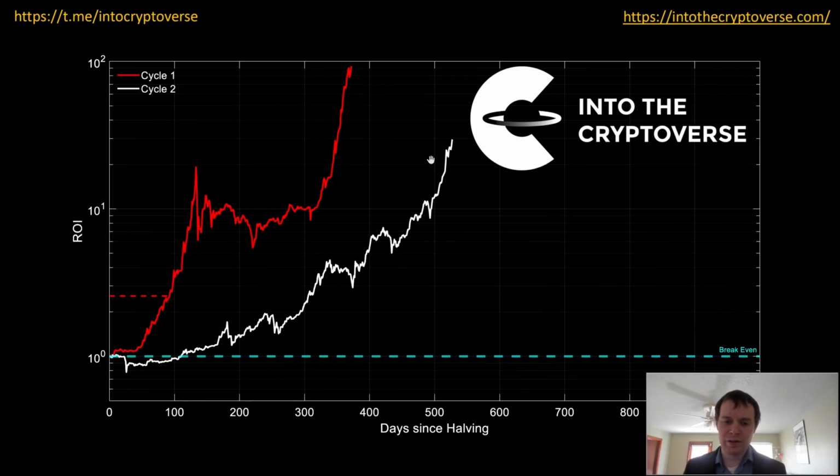So this is one of the things that I wanted to talk about. Now, here is the dashed line to show you what the ROI would have had to have been to get to the previous all-time high, and you can see realistically we didn't break that until maybe 240 days or so. So here it took less than 100. Here it took 240.